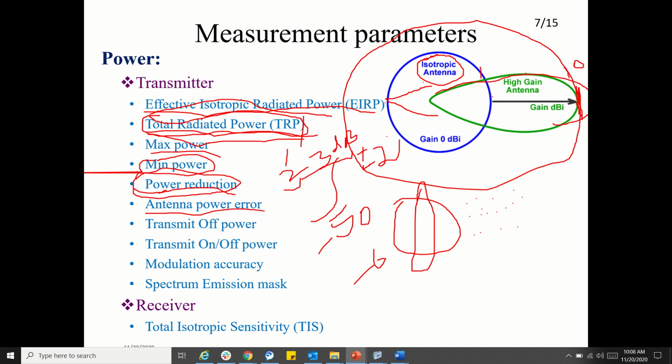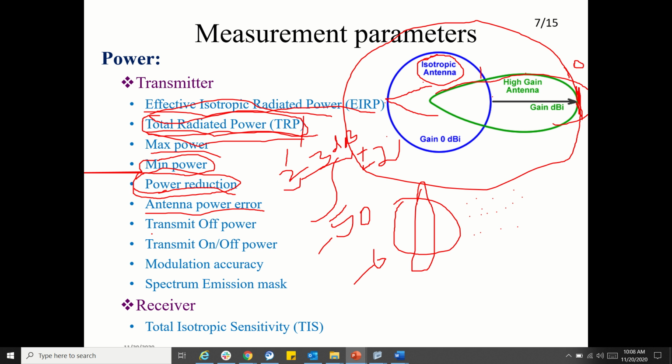Otherwise, what happens? You will get a mismatch power. There will be a lot of reflections, and therefore the effective power radiated from the antenna will have a problem; there will be some effect or reduction. So some error will be there, and those kinds of things can be measured here.